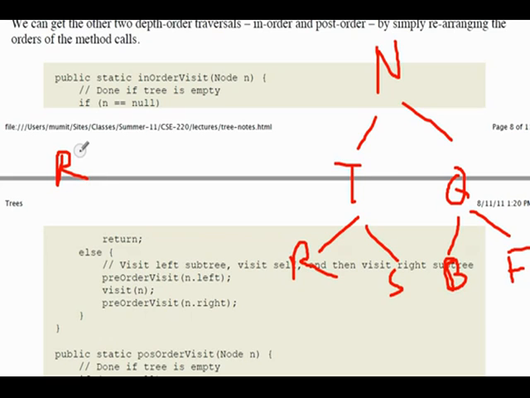Then visit self, T. Then visit right, S. So left is complete. Now visit right, self, N. Is this the leftmost? No. B. Q, self, and then finally F. So that's in order.